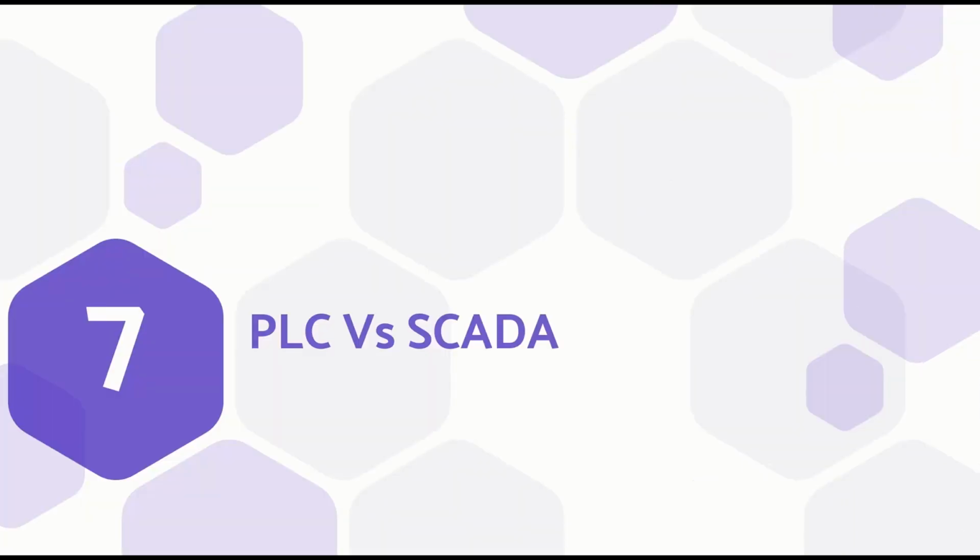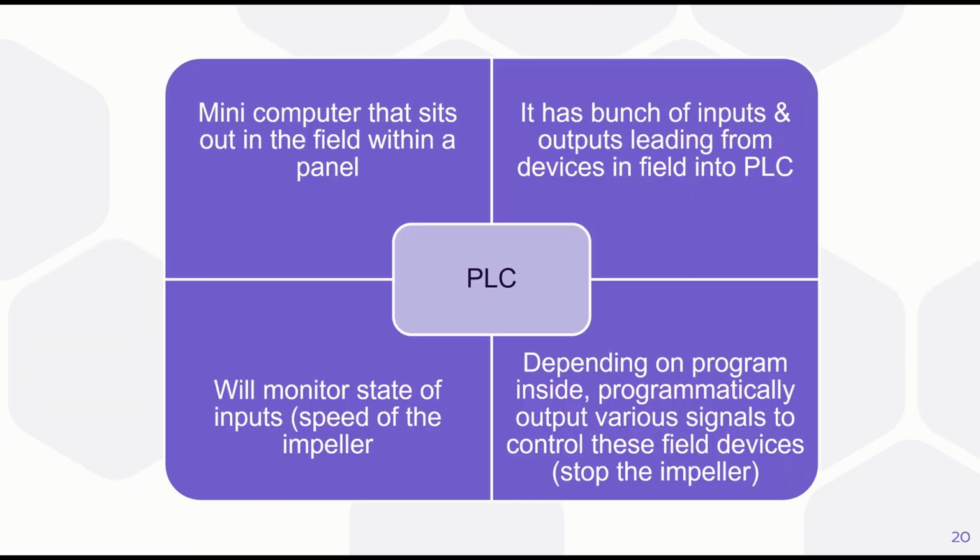In some previous slides, I have used the term PLC. So let us see how it is different from SCADA and what is exactly PLC. So if we see PLC, it is a mini computer that sits out in the field within a panel. It has a bunch of inputs and outputs leading from devices in the field into the PLC. PLC will monitor the state of inputs like speed of the impeller. Depending on the program inside, it will programmatically output various signals to control these field devices, like stopping the impeller.